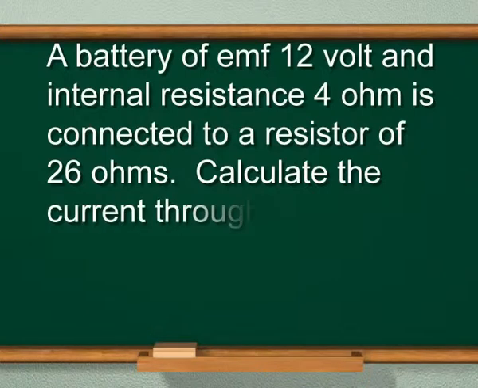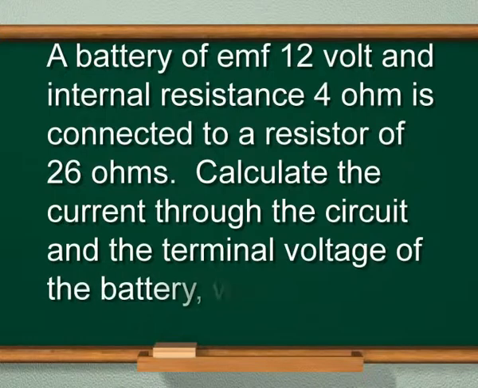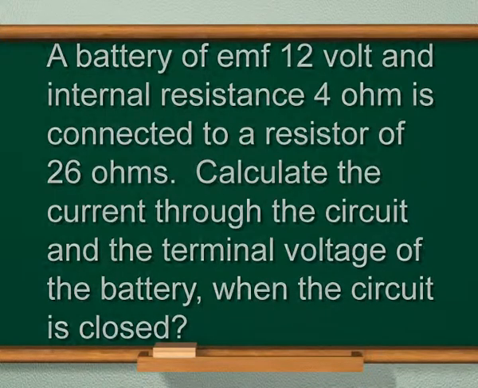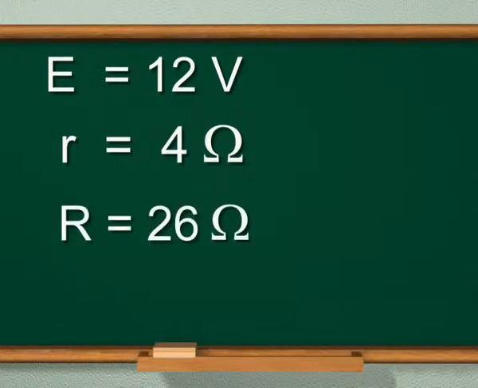Calculate the current through the circuit and the terminal voltage of the battery when the circuit is closed. Here, E is equal to 12 volts. The internal resistance of the cell is 4 ohms. The resistance of the resistor is 26 ohms and the current through the circuit is to be calculated.